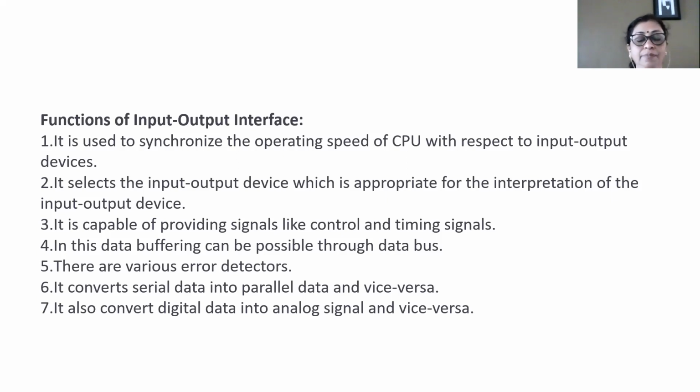As I have told you, there is a speed difference between these two components. So there is a need of a data buffer which must be present in between to cope with this speed. This data buffering is also provided with the help of the interface. During data transmission or reception, errors may occur, so error detection and correction must be provided by your input-output interface.